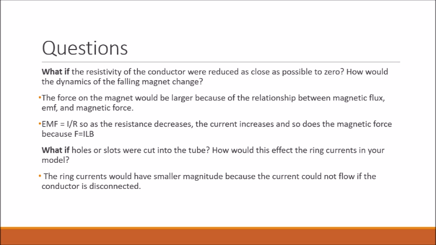If the tube of aluminum foil had holes in the side, the current would have smaller magnitude because a break in the conductor would not allow current to flow.